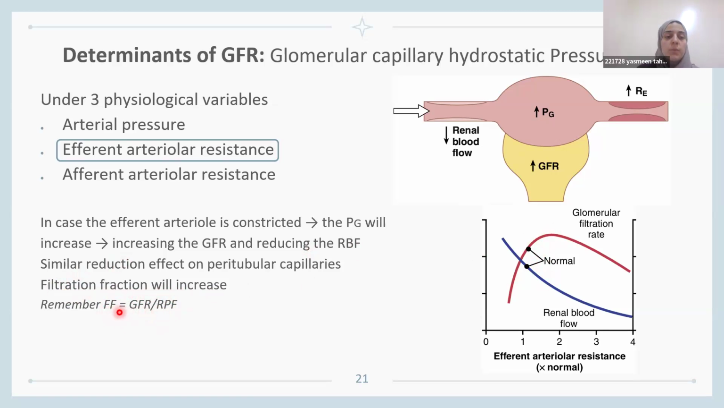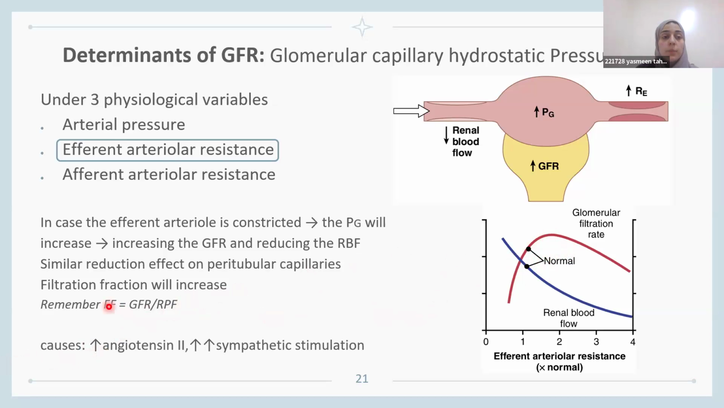Again, filtration fraction represents how much of the blood you're giving the kidney is being filtered. In this case, it's high because you're giving the kidney even a bit less blood, but it's filtering more. So the filtration fraction is higher here.